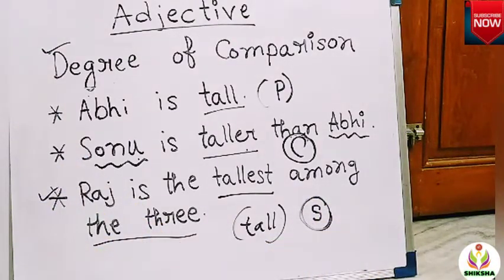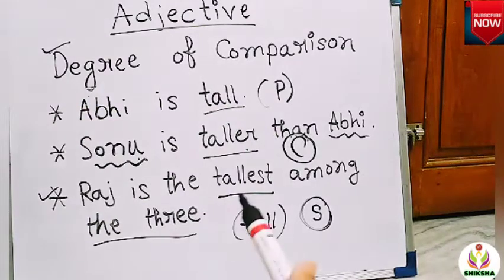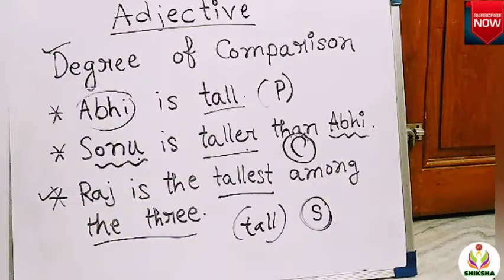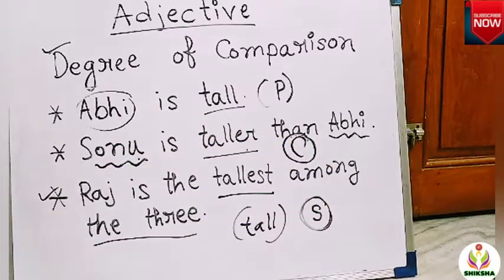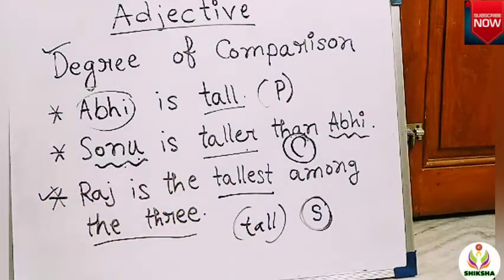So as a definition, I can say we use the positive degree of an adjective when we are not making any comparison. So this degree is used with only 1 person. We use the comparative degree of an adjective when we are comparing 2 persons or things. And lastly, we use the superlative degree of an adjective when we are comparing more than 2 persons or things.